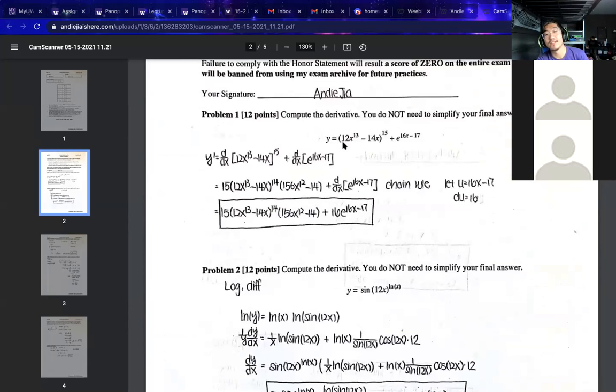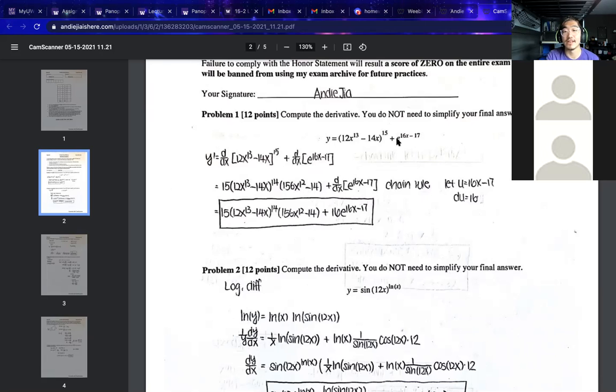So for problem one, use the chain rule. The inside function is 12x to the 13 minus 14x, and the outer function is x to the 15th, and it's a chain rule. So you get 15 times 12x to the 13 minus 14x to the 14, and for this inner function you take the d/dx. You get 156x to the 12 minus 14.